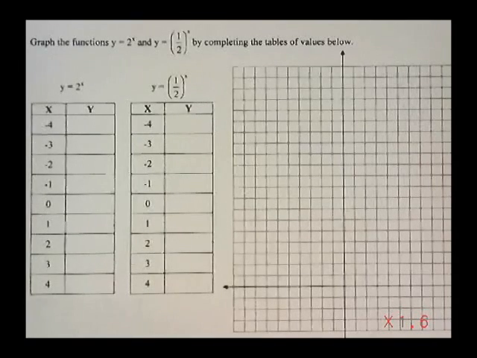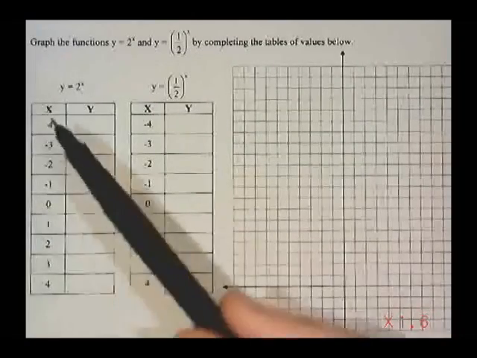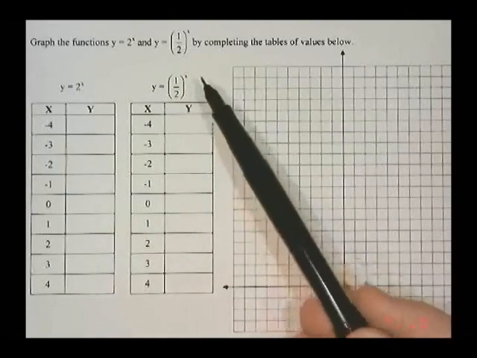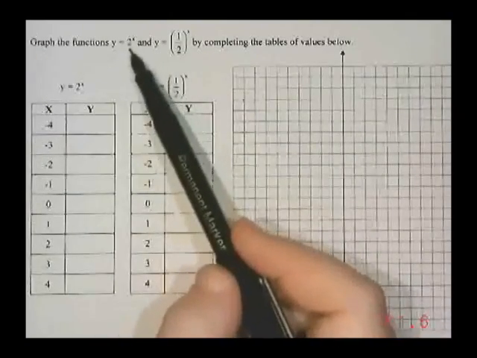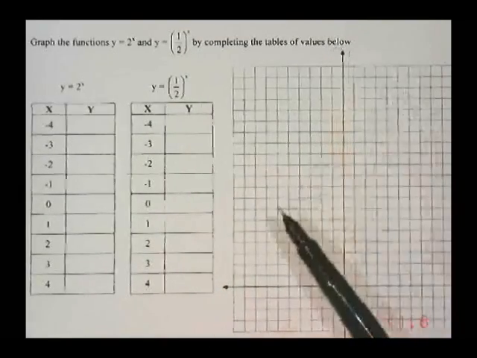This is part 2 of our introduction to exponential functions and their graphs. In this one, we're going to take a look at the graph of y equals 2 to the power of x and y equals 1/2 to the power of x. It says graph the functions y equals 2 to the x and y equals 1/2 to the x by completing the tables of values below.